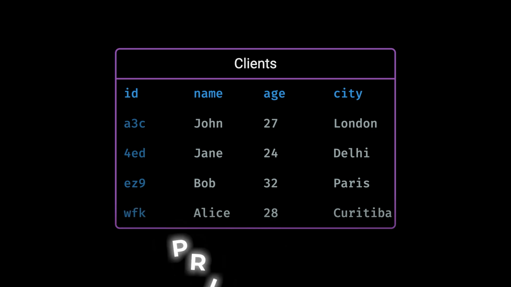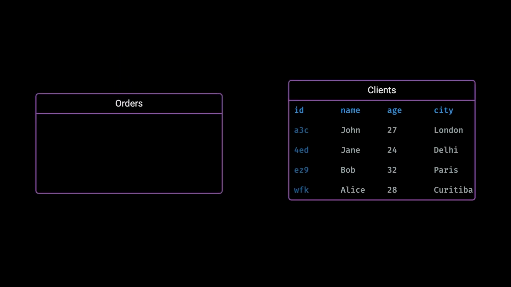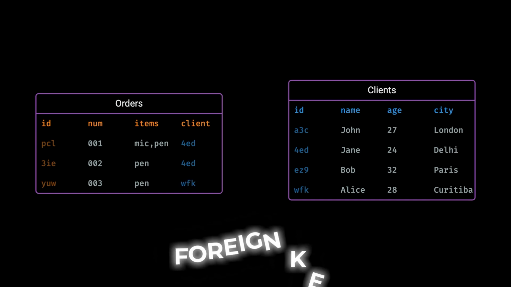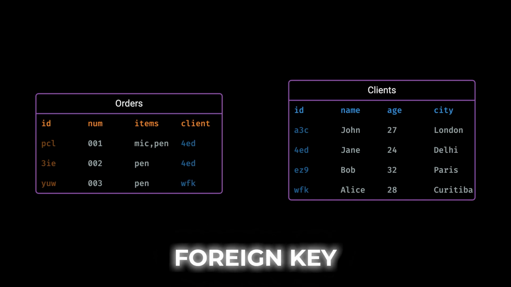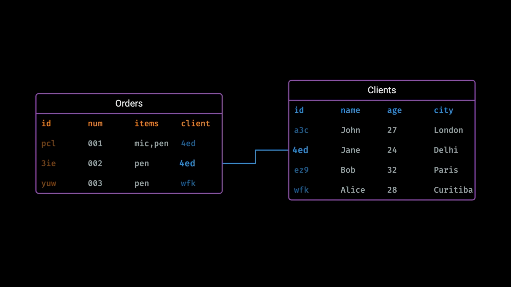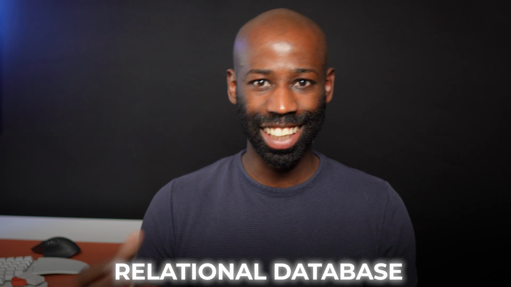Now, let's say you have another table that has orders, and that table stores order numbers, the items purchased, and to know who placed each order, you would link records from this table to the records in the clients table using something called a foreign key. This key connects the 2 tables by referencing the client's unique identifier, allowing you to easily see who bought what. This structure is called a relational database.